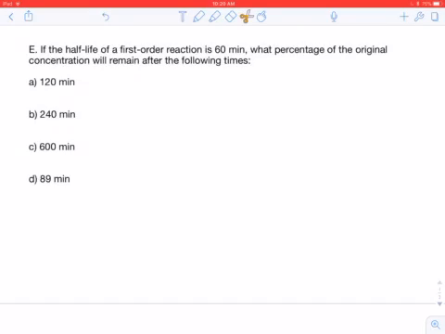In this problem, we have a half-life for the first order reaction. And remember here that again the half-life is defined as t 1/2 is equal to natural log of 2 over k. And we know it's 60 minutes. This means that every 60 minutes, half of the material remains.